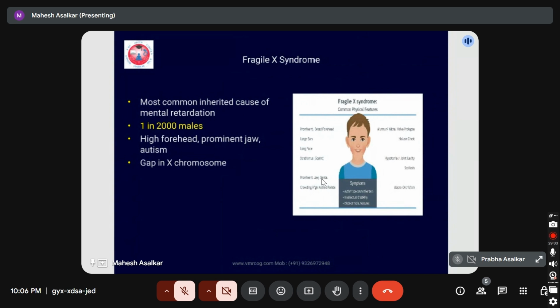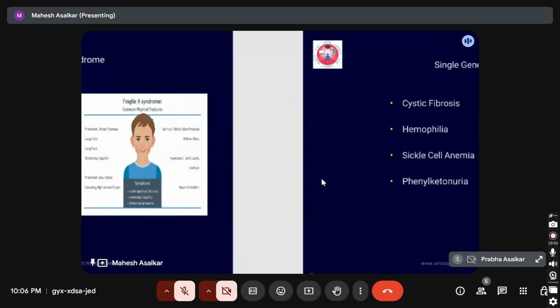Okay. So prominent jaw, dental crowding, high arch palate. So these are the features, and there will be a murmur because of mitral valve prolapse, hollow chest, hypotonia, joint laxity, scoliosis, macroorchidism. Okay, so these are the features of Fragile X syndrome.